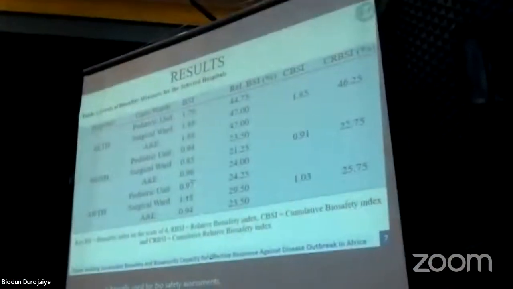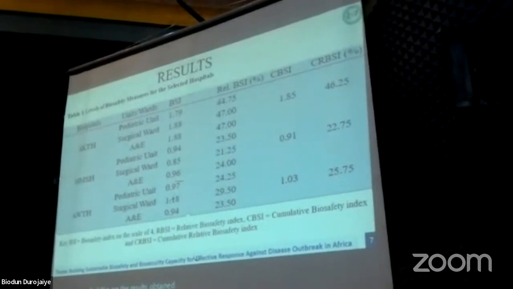And these are the results obtained for the 3 hospitals. The research was conducted among 3 various hospitals and 3 different units in each of the hospitals, which include pediatric units, surgical ward, and A&E of each of the 3 different hospitals. According to the outcome of the analysis, the biosafety index for both hospitals was indicated here, and the relative biosafety index, also the cumulative biosafety index, and the cumulative relative biosafety index.